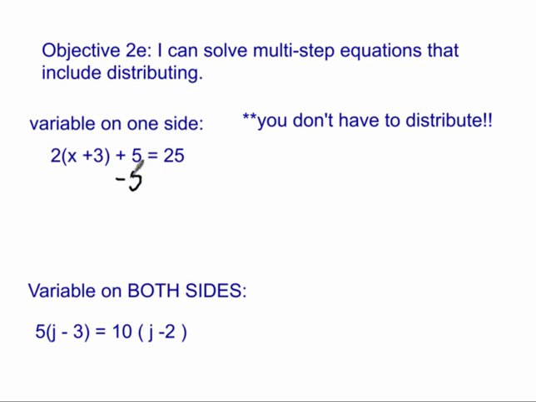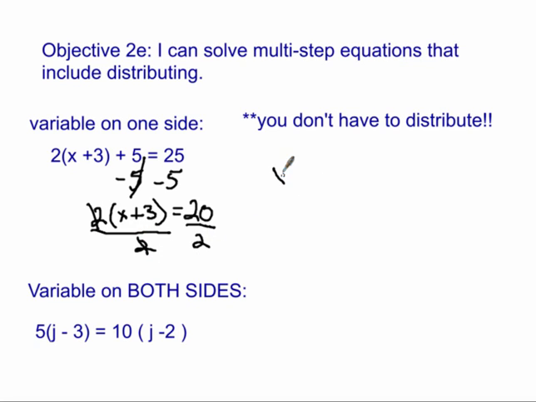So we're just going to minus 5. Minus 5, they cancel out here. I'm left with 2 times x plus 3. And on this side I have 20. And then this 2 is being multiplied with these parentheses, so I'm just going to divide by 2 to get rid of it. Divide by 2, they cancel out. I'll keep working over here, x plus 3 equals 10. And then I'm just going to minus 3 from both sides. Cancel out, and I have x equals 7.